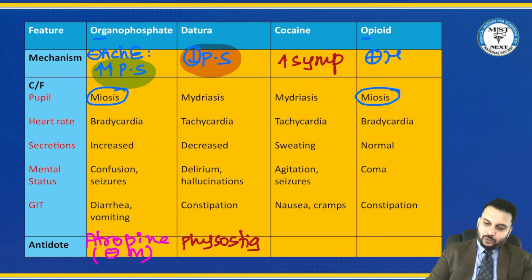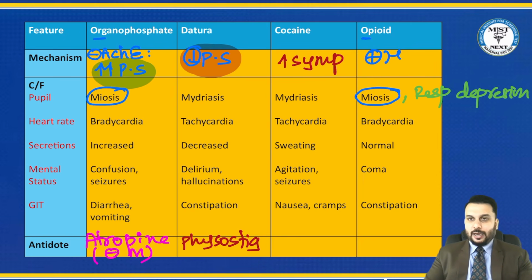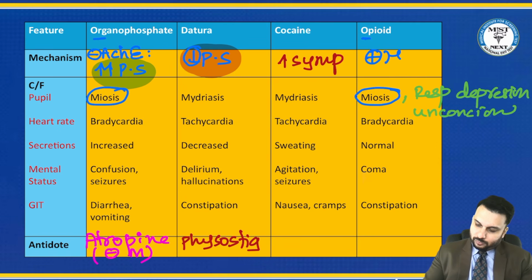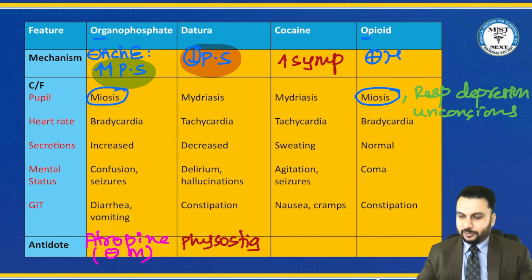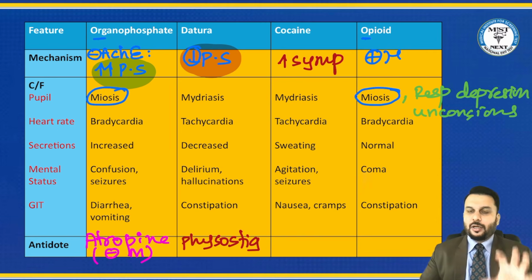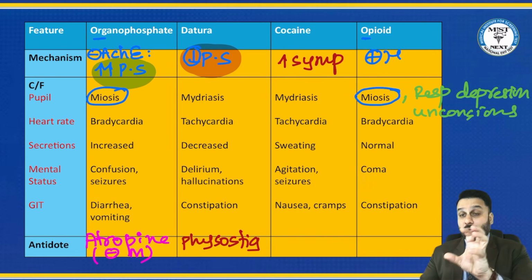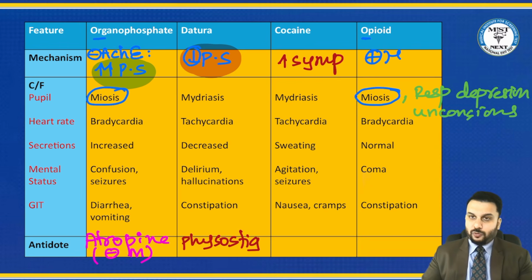Next, you must remember respiratory depression. Another thing you must keep in mind is that the patient comes in an unconscious state. So this is what you have to keep in mind: meiosis, that is pinpoint pupil, respiratory depression, and unconscious state. Meiosis is given the fancy name pinpoint pupil.